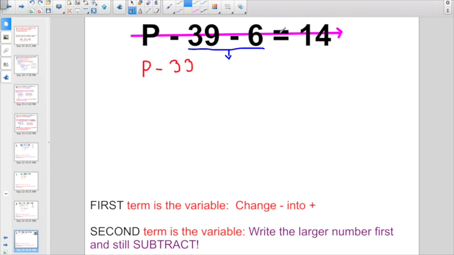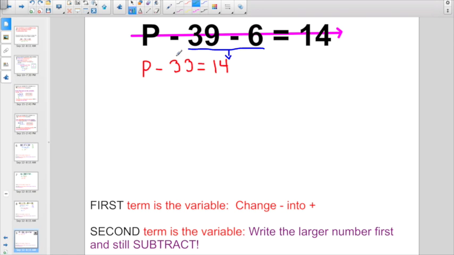Go ahead and write down everything else that is not underlined. I did not underline the equal sign, and I did not underline 14. So now I got a basic three-term equation. P is my first term, 33 is my second term, and 14 is my third term. If the first term is the variable, change minus into plus.